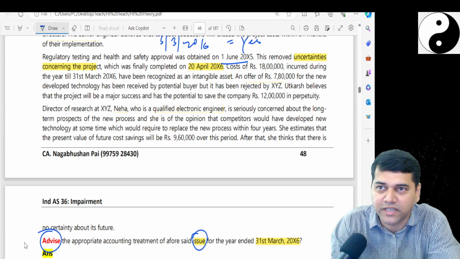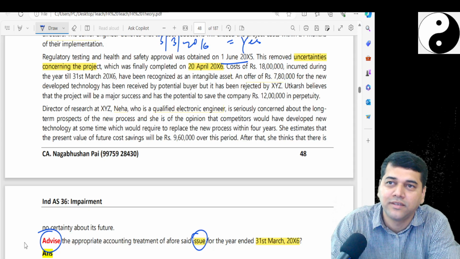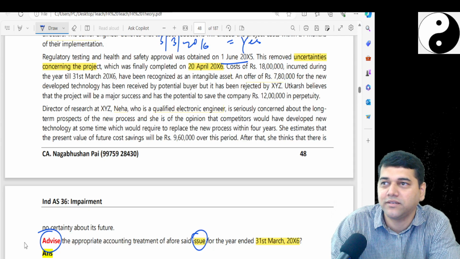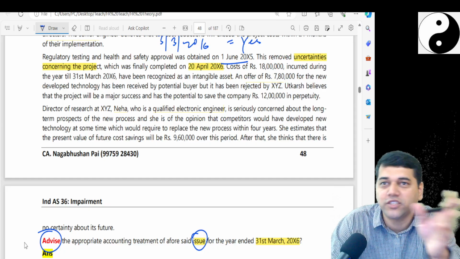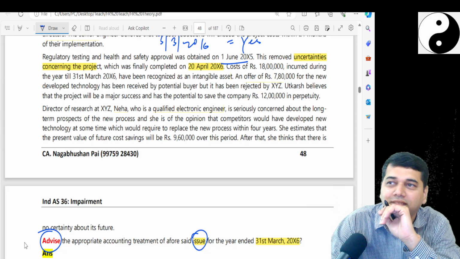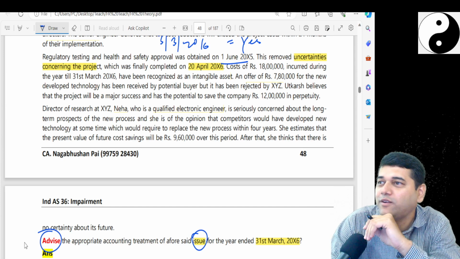Win the indefinite life. So what is the impact? Okay, if you are a company management, what would you have chosen? What would you have preferred? Would you go with Utkarsh or would you go with Neha? Neha. I would like to go with Utkarsh if I am a cunning management.